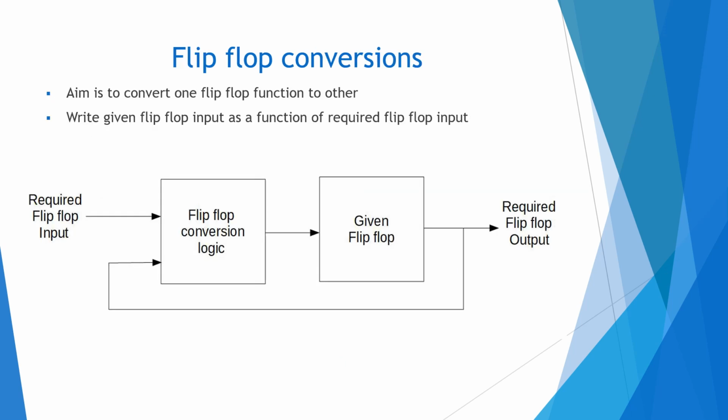So let us now see flip-flop conversion techniques. Here the aim is to convert one flip-flop function to another. So we have a given flip-flop and a required flip-flop. To the given flip-flop, we add a combinational circuit which can convert the given flip-flop to the required flip-flop. So we first write the given flip-flop input as a function of the required flip-flop input. This is the required flip-flop input, and we have a conversion logic. This is nothing but a combinational circuit which gives the given flip-flop inputs from the required flip-flop inputs.